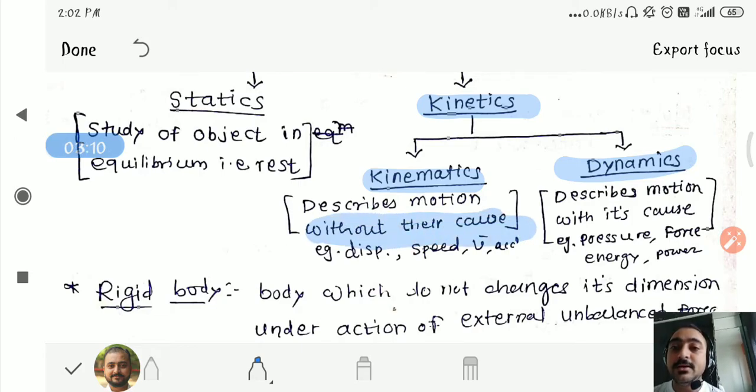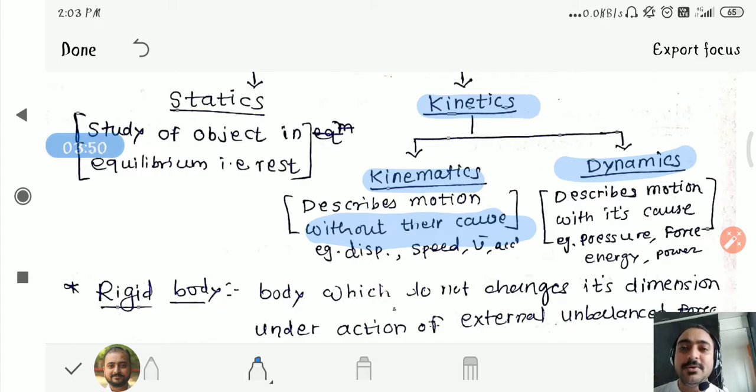Without considering their cause. For example, a car is moving with 100 km per hour. We are not interested in why this car is moving with 100 km per hour, or what kind of forces are acting on the car. We just study what is the speed of the car, what is the velocity, acceleration, etc. All these things are studied in this branch called kinematics.